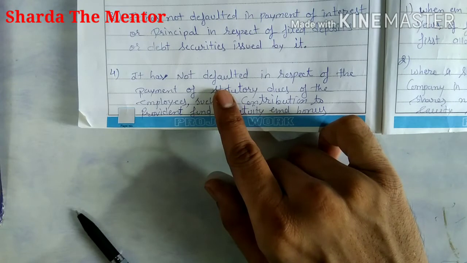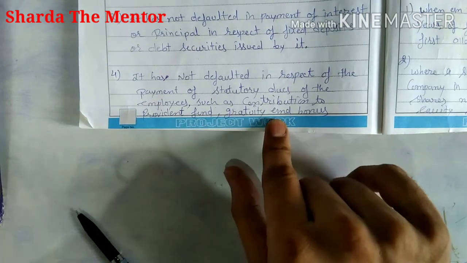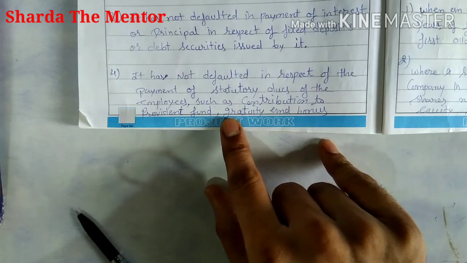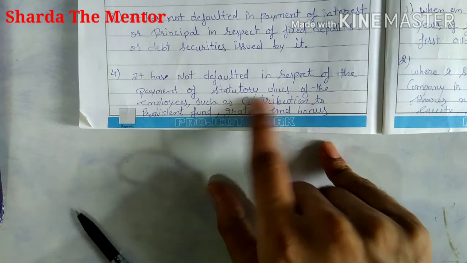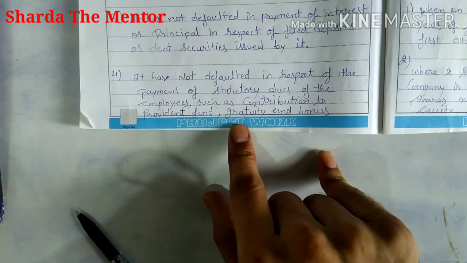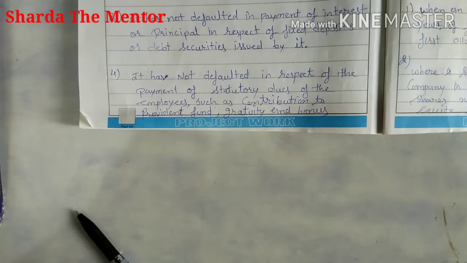Next point is that the company has not defaulted in respect of the payment of statutory dues of the employees, such as contribution to provident fund, gratuity and bonus. These are legal obligations that are compulsory for the employer. If you think that for a year you won't contribute to all these, and instead you will give bonus shares to the existing shareholders, that is not possible. So no default should be there in payment of statutory dues. They first have to fulfill provident fund, gratuity and bonus, and after that they can give bonus shares if profit remains with the company.